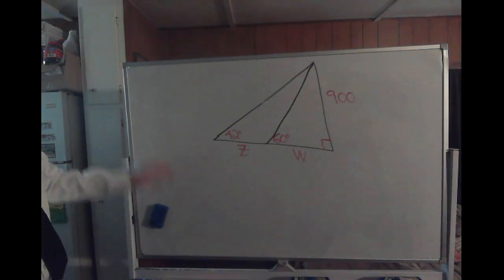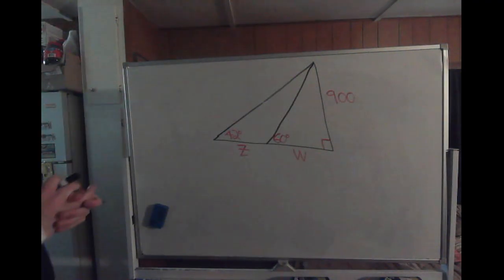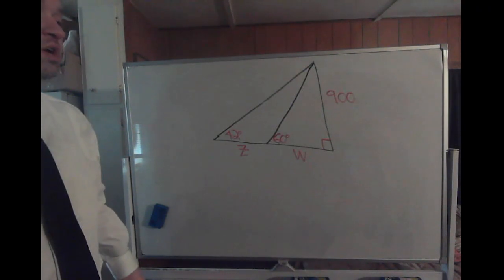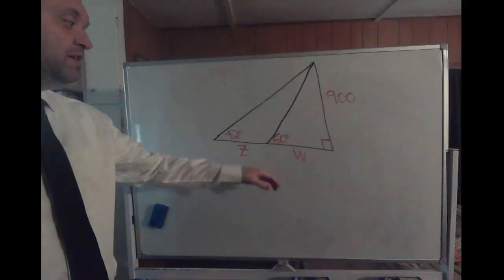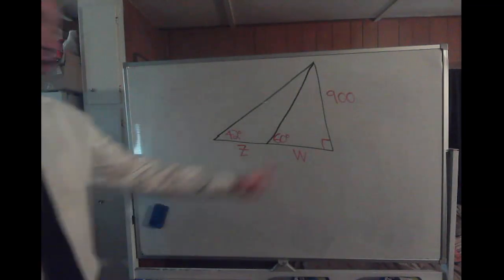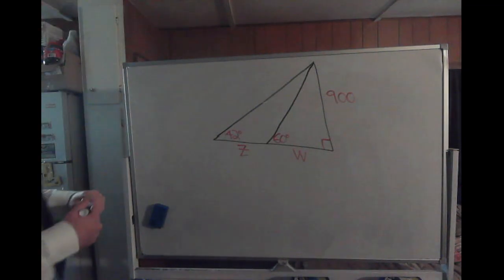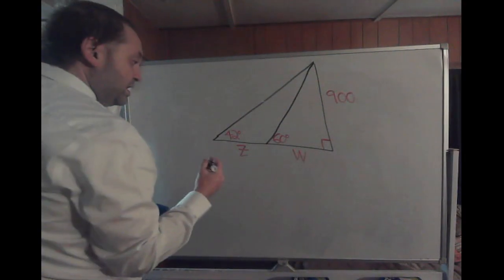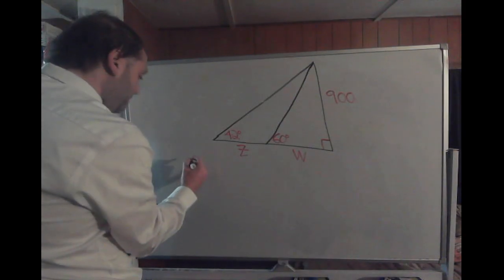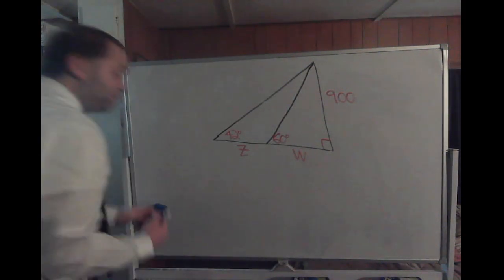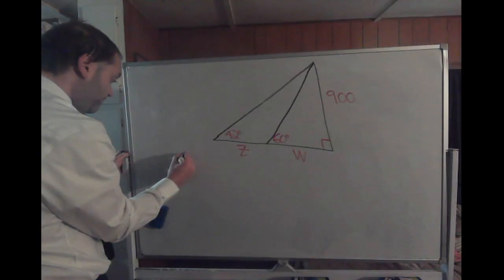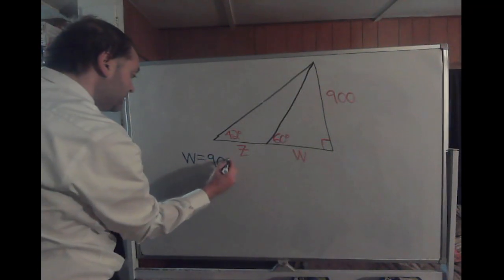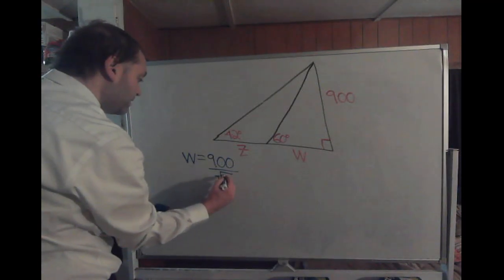So we have one triangle split into two. Really, it's one right triangle inside of a big right triangle. The smaller right triangle is a 30, 60, 90. That means the missing angle here is 30. So the length of your short leg W, since it's opposite the 30-degree angle, would be equal to the length of your longer leg, 900, divided by the square root of 3.